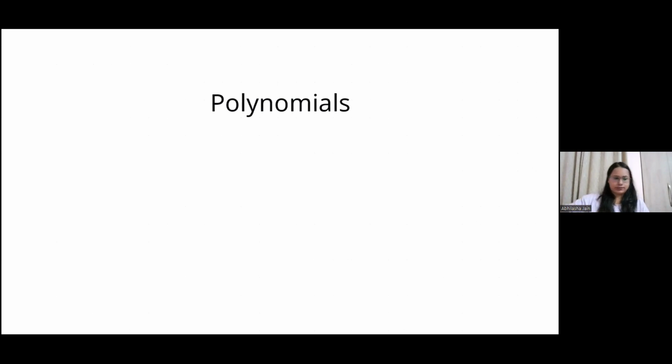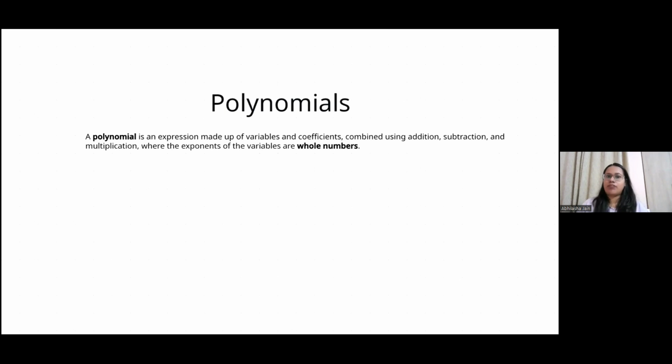What is a polynomial? A polynomial is an expression made up of variables and coefficients combined using addition, subtraction, and multiplication, where the exponents of the variables are whole numbers. So, firstly, it's an expression, it's a statement, right? The exponents of these variables are always going to be whole numbers. If they are not whole numbers, if they are negative integers or irrational numbers, they are not polynomials.